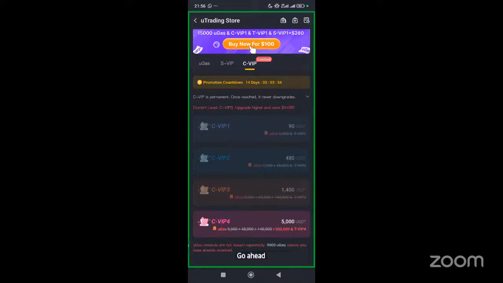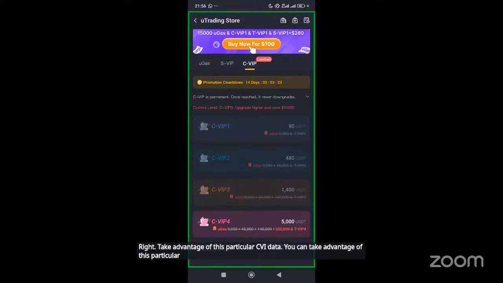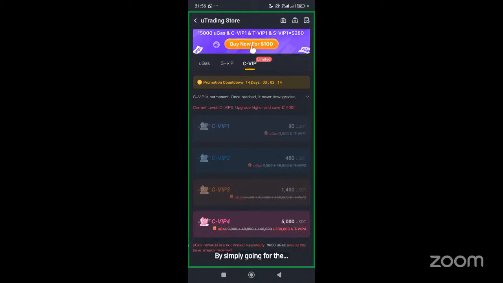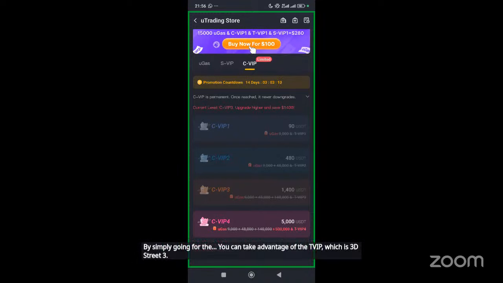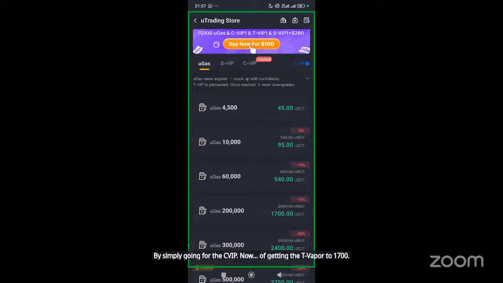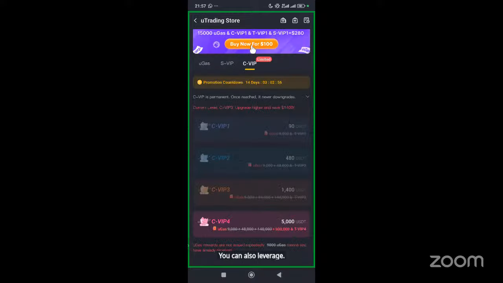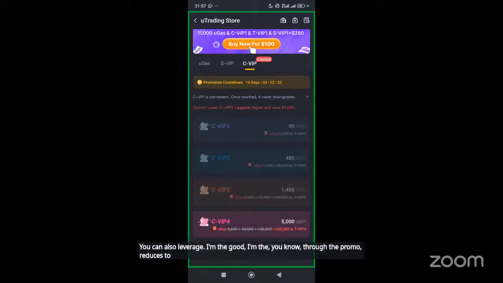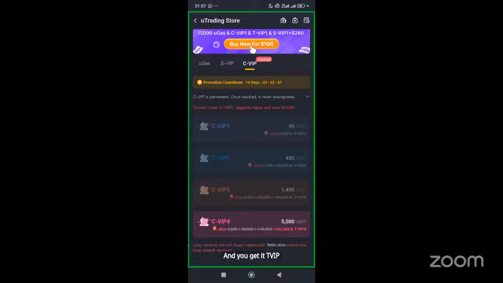Go ahead. All right. Take advantage of this particular CVIP. You can take advantage of the TVIP, which is trading speed trade, by simply going for the CVIP. Now, instead of getting the TVIP at 1,700, you can also leverage the promo and reduce it to $1,400. And you get the CVIP3, and you will also get enough to trade this market and make a lot of money for yourself.